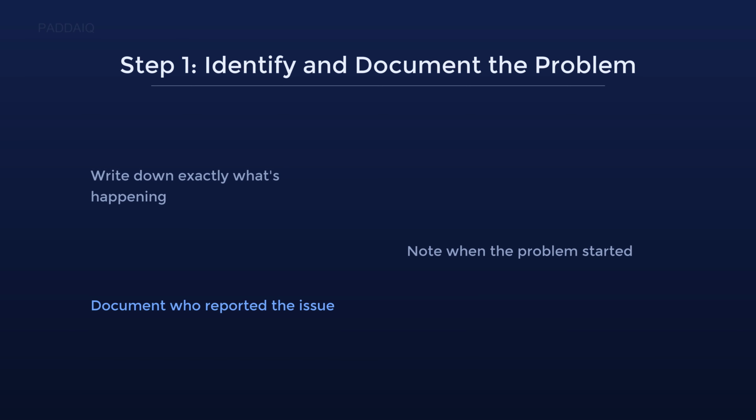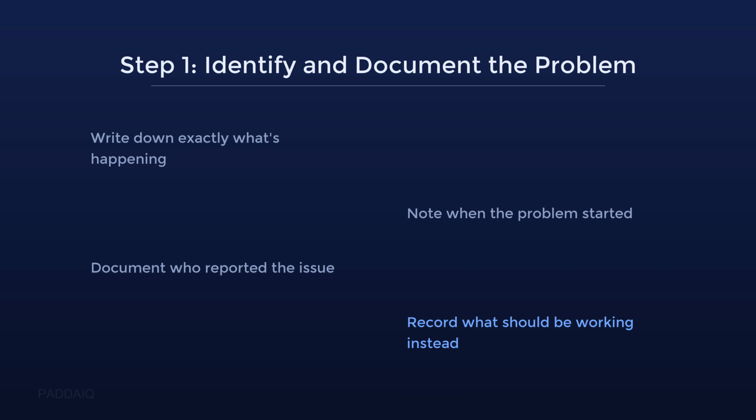Document who reported the issue. This means recording the name or role of the person who first noticed and brought the problem to your attention. For example, if a sales manager reports that the sales dashboard is not updating, you note their name. This helps ensure you can follow up for more details or inform them when the issue is resolved.